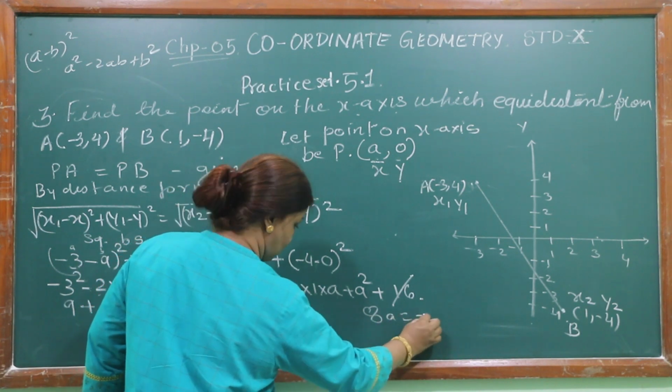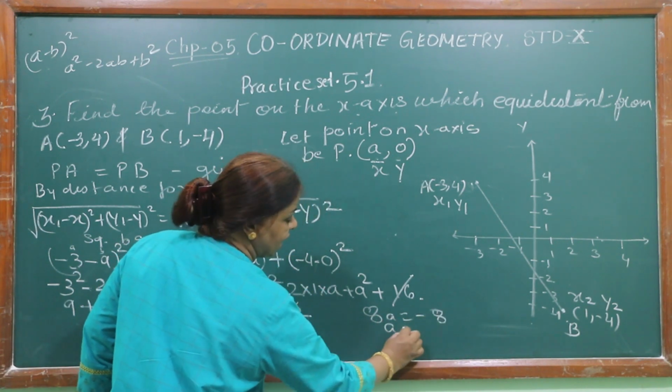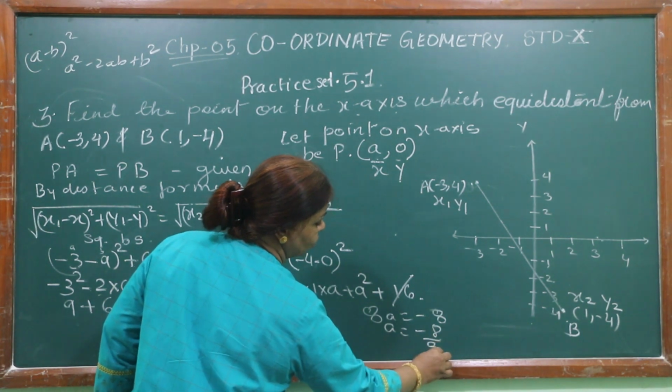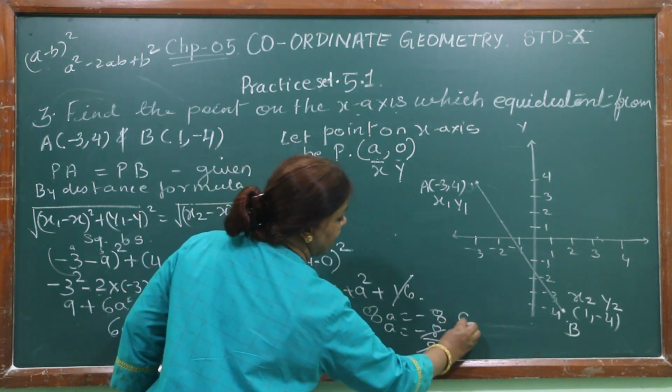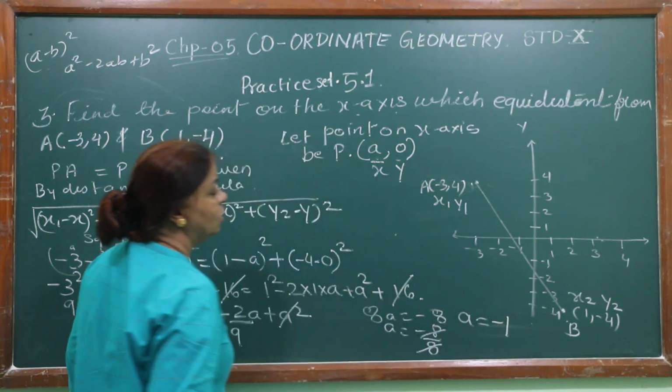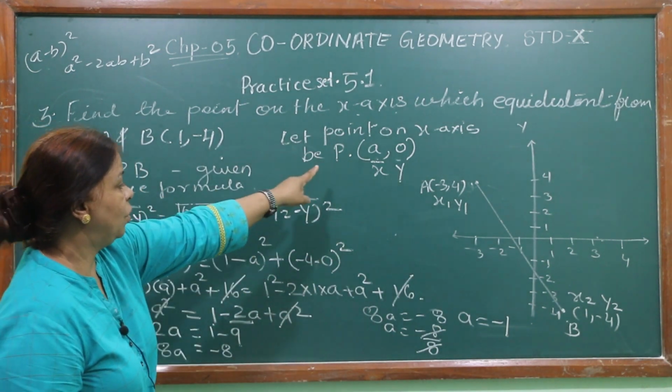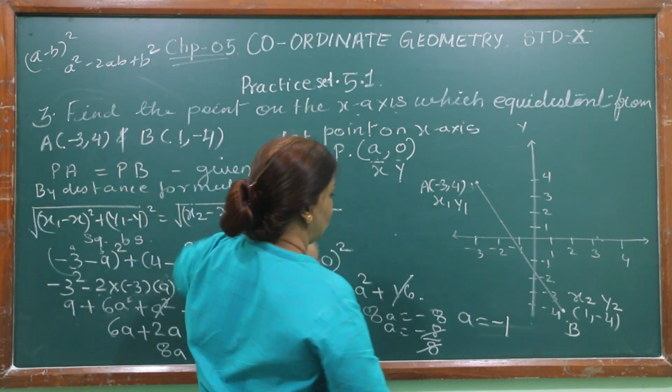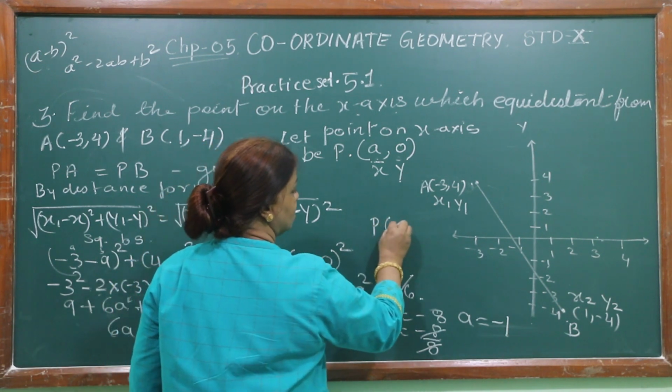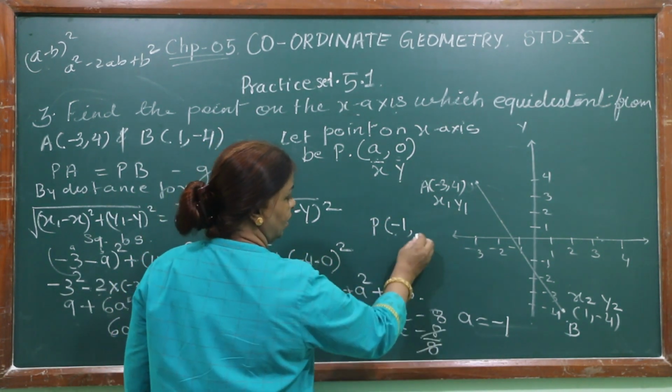So 8a is equal to minus 8. So a is equal to minus 8 upon 8, which cancels. So the value we get is a equals minus 1. So the point P we got is (minus 1, 0). So the coordinate of point P is minus 1 as the x coordinate, and 0.